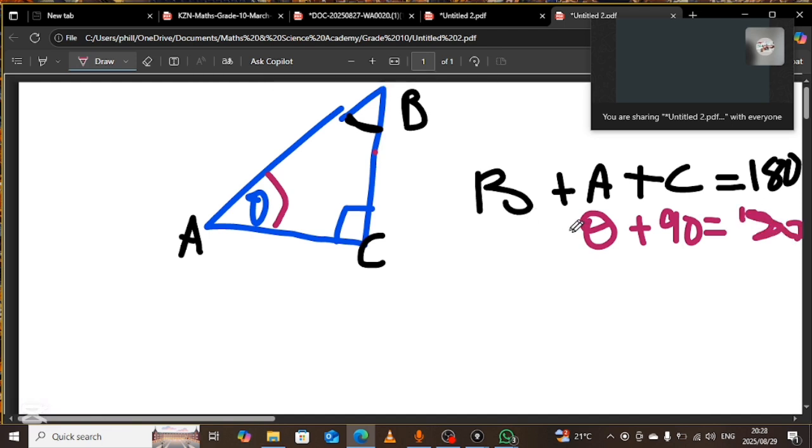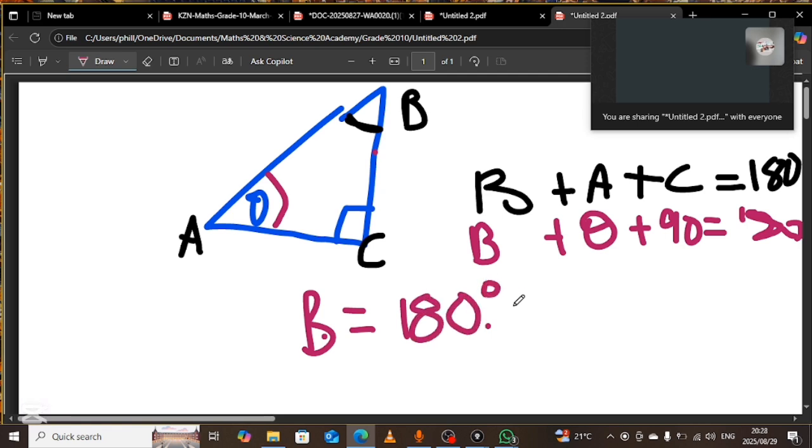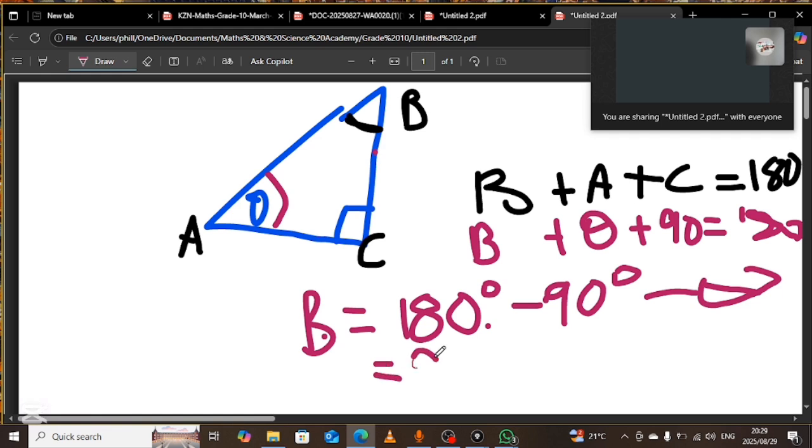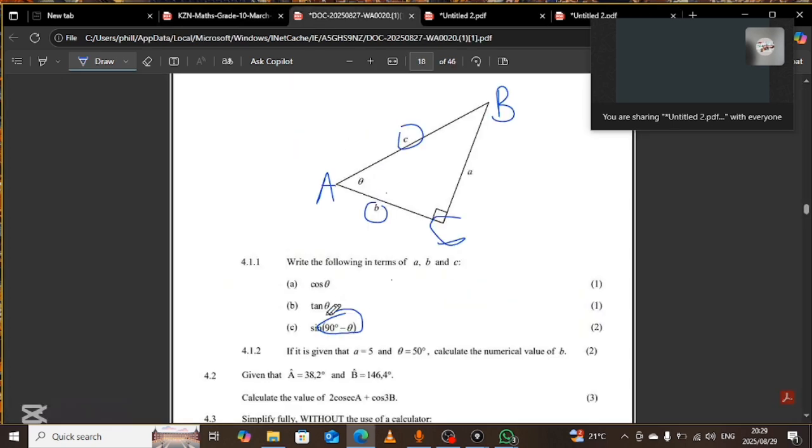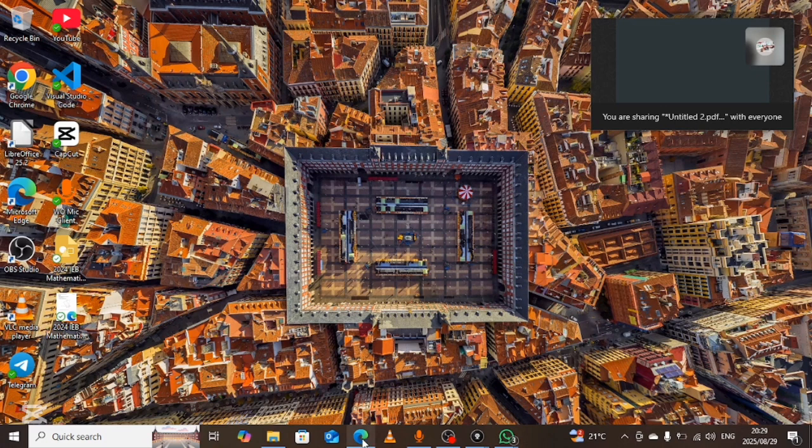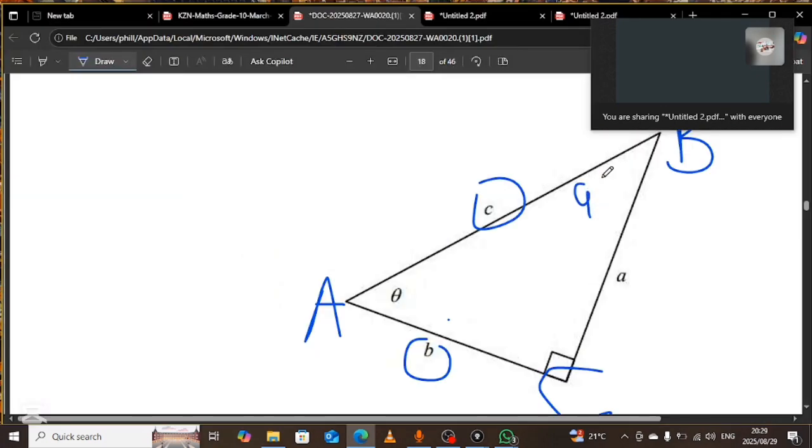So this is 180 plus B, right? So we want to solve for B. So obviously B is going to be equal to 180 minus 90 minus theta. Angle B is equal to 90 minus theta. And since the question says that we want to find 90 degrees minus theta, now we already know that angle B is actually 90 degrees minus theta.